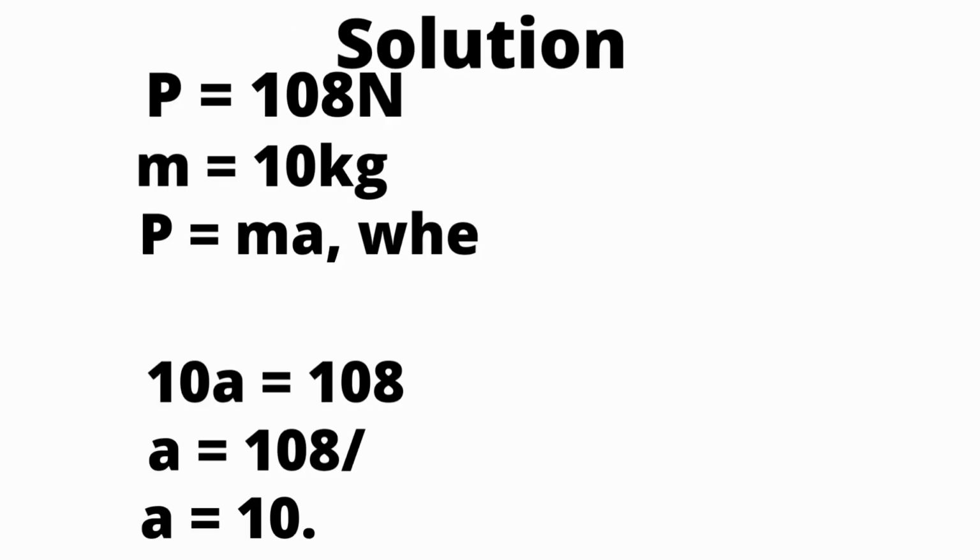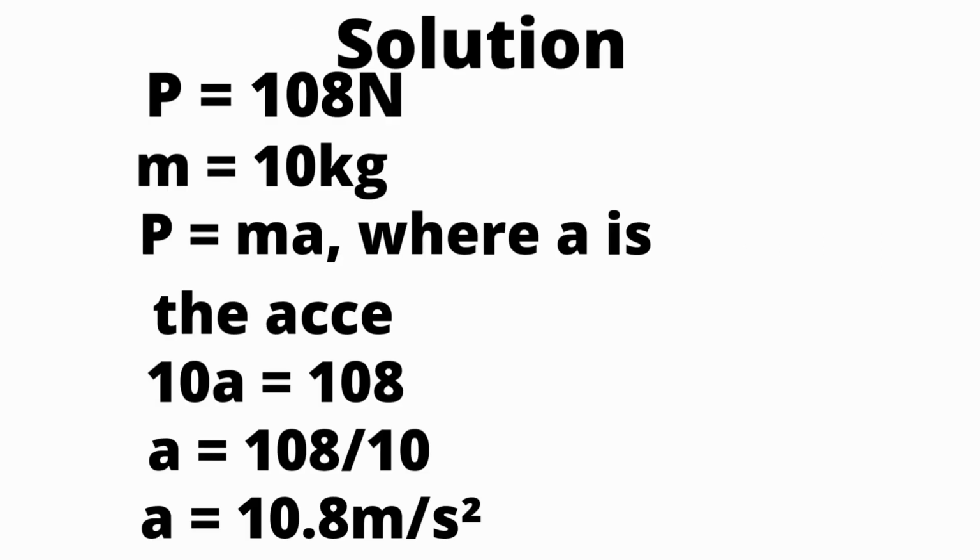Solution. Force P is equal to 108 Newton. Mass is equal to 10 kg. And recall that force is equal to ma, where a is acceleration. Therefore, substitute for mass in that equation. 10a is equal to 108. Therefore, acceleration is equal to 10.8 meters per second squared.